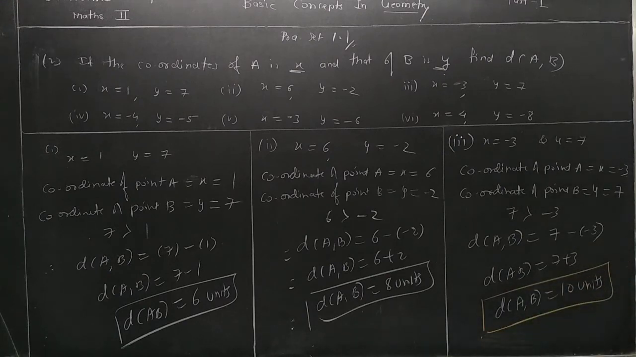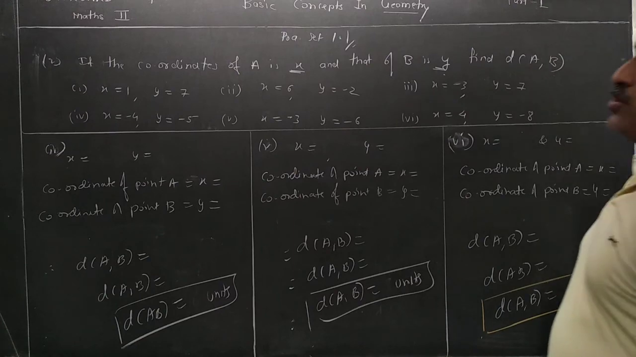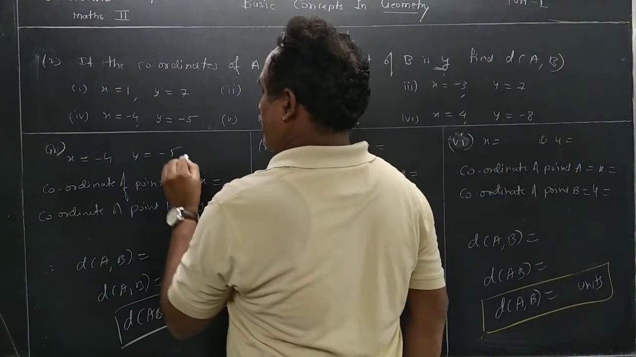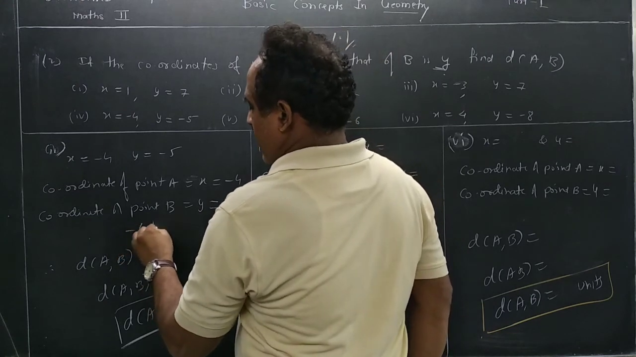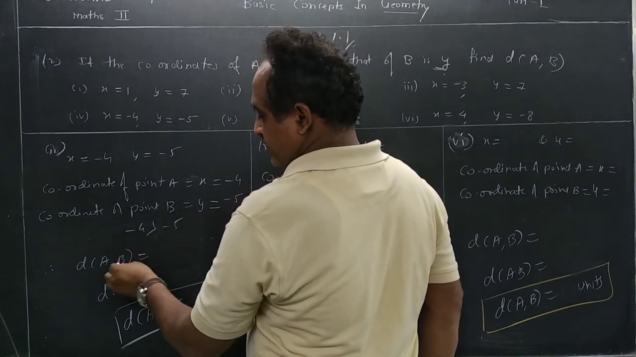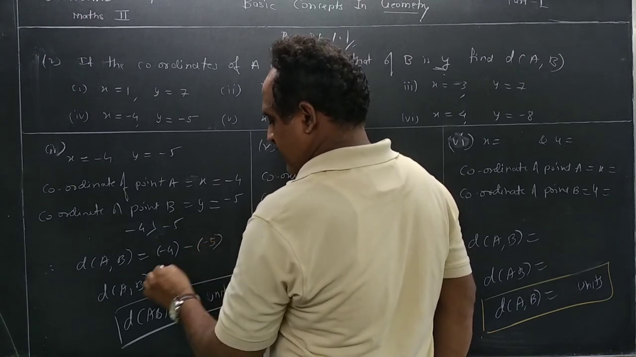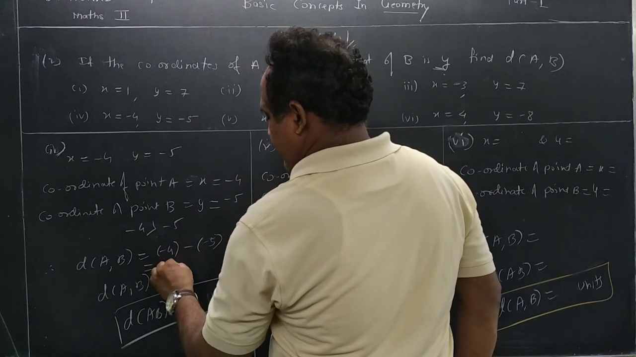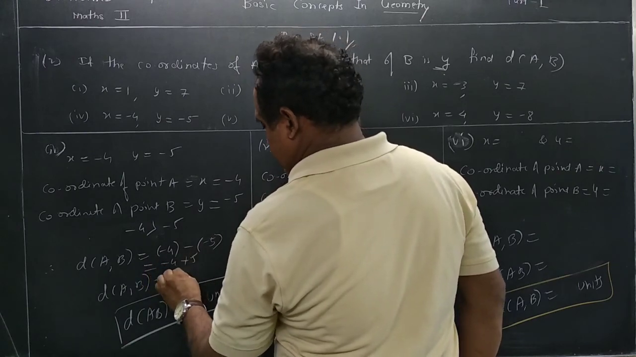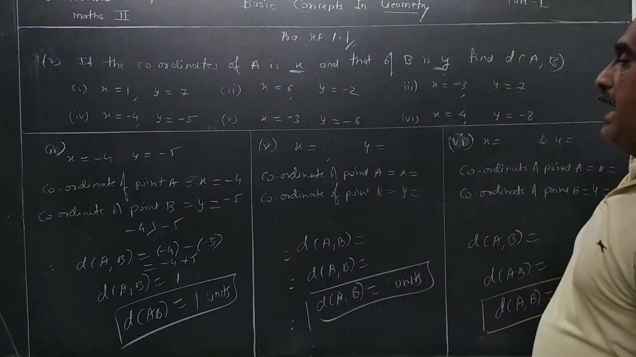Just check your answers. If not, then copy down. Now question number 4, x is minus 5, y is minus 4, and minus 4 is greater than minus 5. The distance AB is equal to minus 4 minus minus 5, that is minus 4 plus 5, which is equal to 1. The distance is equal to 1 unit.